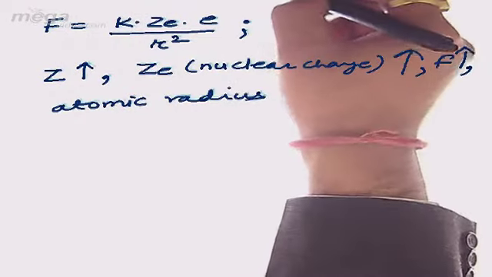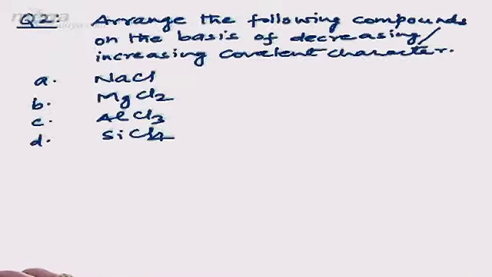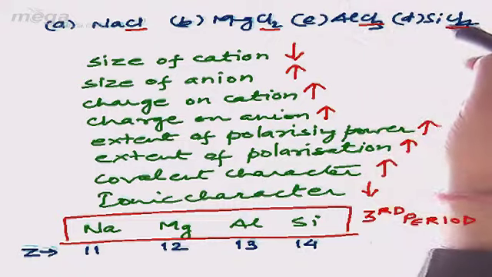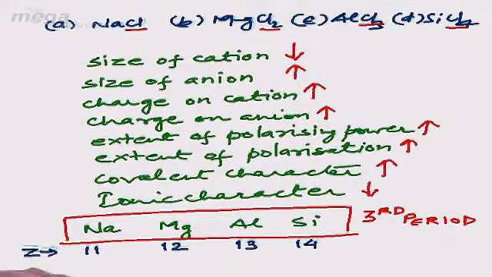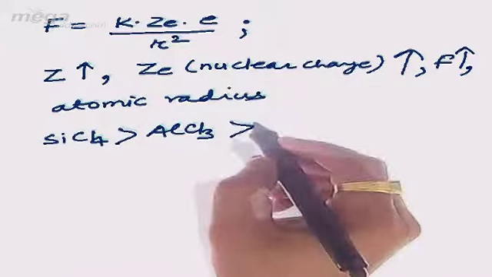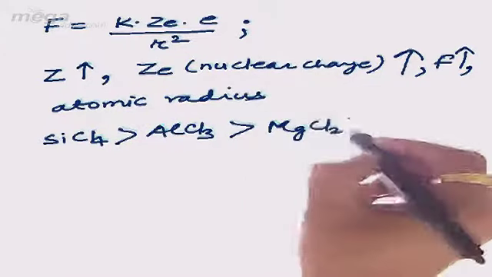Means if we have to compare the size, we find that the size of silicon will be the smallest, then aluminium, then magnesium, then sodium. So due to the smallest size, SiCl4 will have the maximum covalent character, then we will have AlCl3, then we will have MgCl2, and then NaCl.